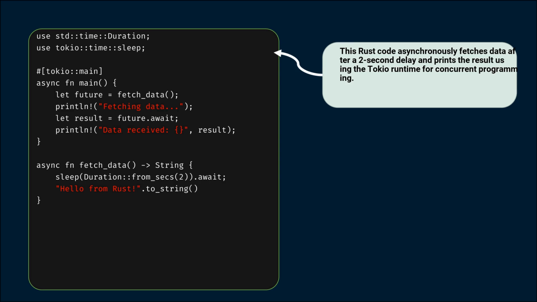will be available later. Next, we print a message indicating that we are fetching data, and then we use the await keyword on the future. This tells Rust to pause execution at this point and allow other tasks to run while waiting for the data. The fetchData function itself simulates a delay by calling sleep, which upon completion will yield the string "hello from Rust".